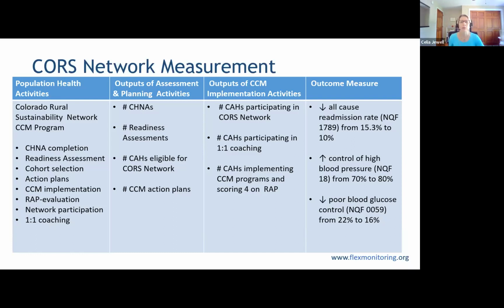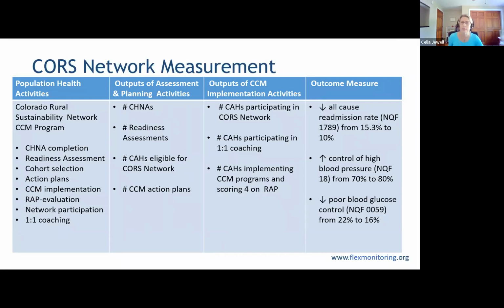So referring back to Colorado's Rural Sustainability Chronic Care Management Program, the Colorado Flex program avoided the outcome measurement issues that Sarah just shared and offers a great example. When initially working with a group of critical access hospitals interested in the program, Colorado monitors the activities focused on assessment and planning. For example, they track the number of readiness assessments to identify which hospitals are equipped to participate in the CCM cohort, and the number of action plans that describe how the cohort will implement their CCM programs.